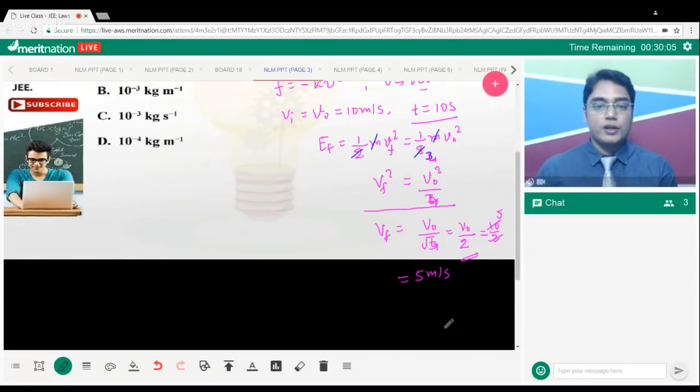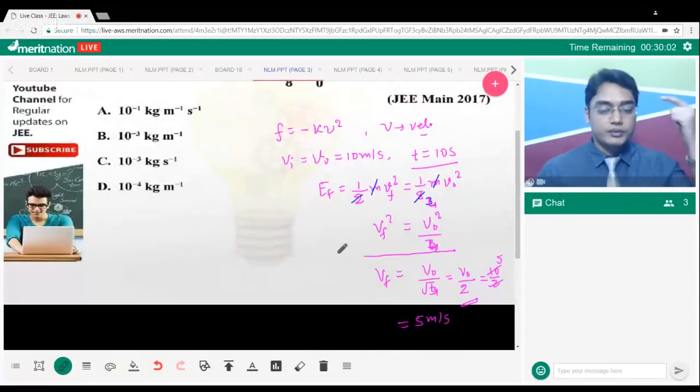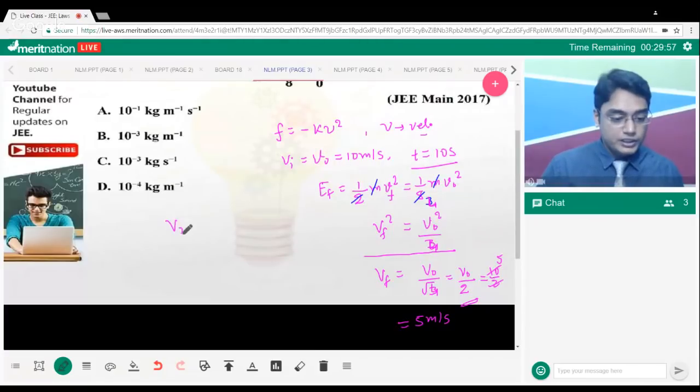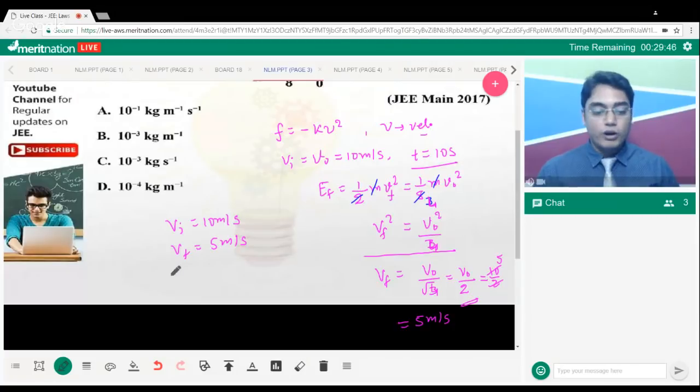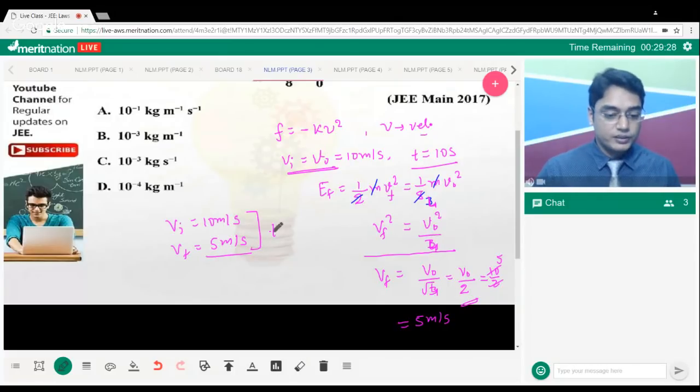Guys, see here. Now this is very interesting. How? Because we have v initial, we have v final, and we have time, right? So I'm writing v initial is equal to 10 meter per second. V final is given as 5 meter per second. Now it is given that the object is moving with some velocity, so we'll consider that as initial velocity, and after some time, whatever is the velocity, we'll consider that as final velocity. So initial velocity is 10 meter per second, right? Final is 5 meter per second. Now the point is time given, time is 10 seconds.